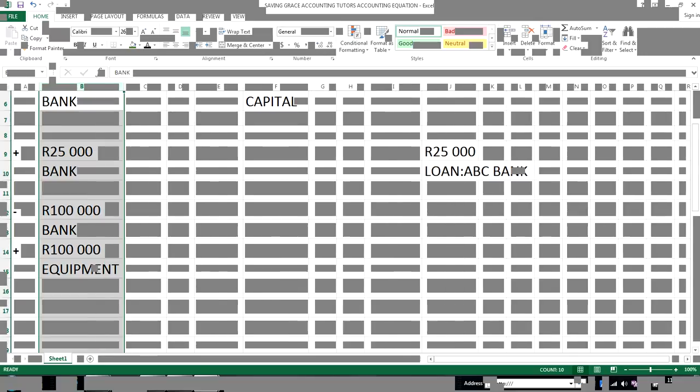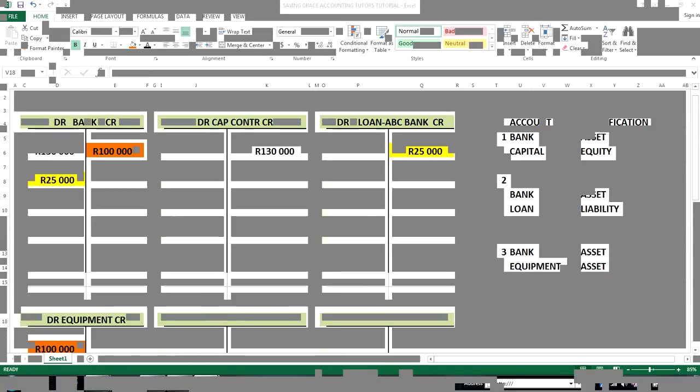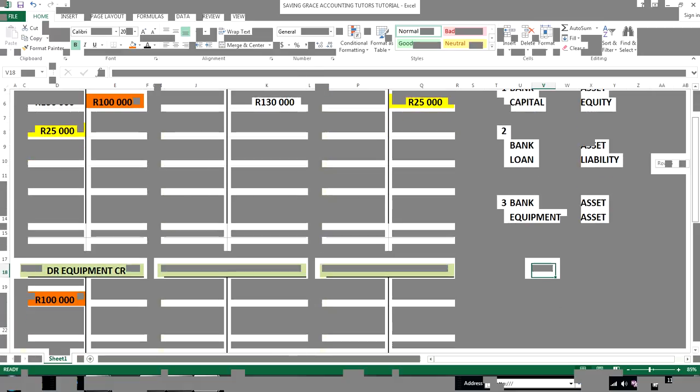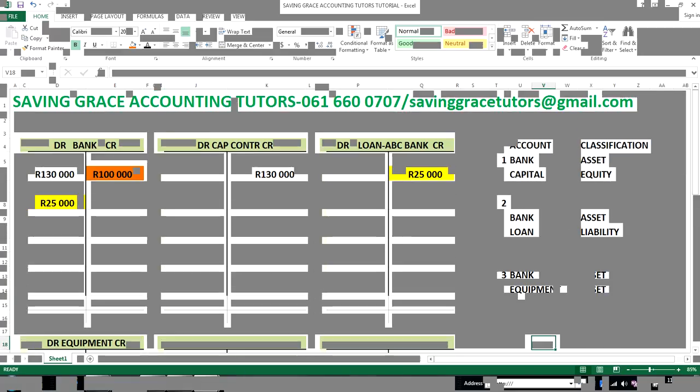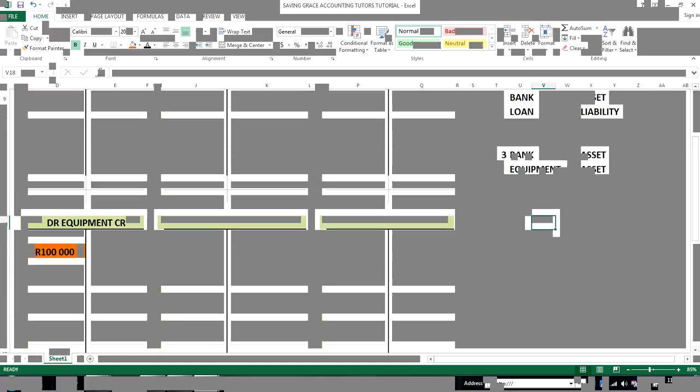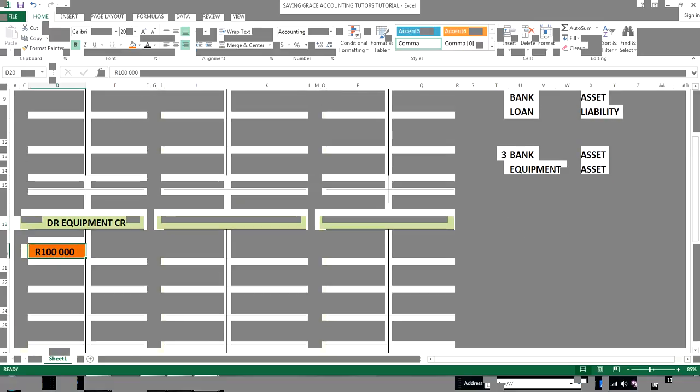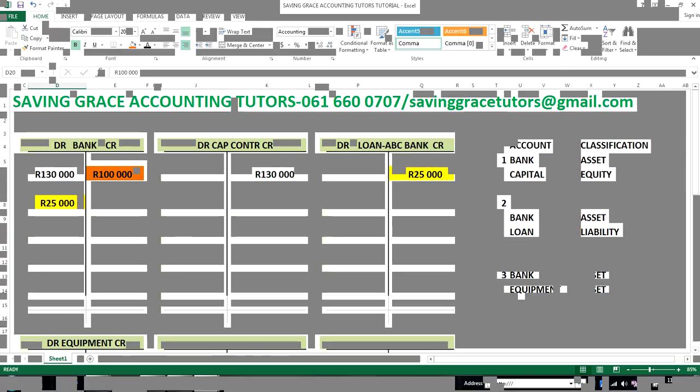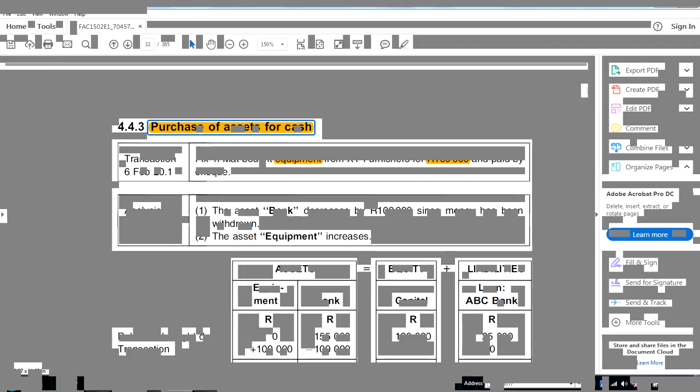Cool. So, if you go back to your accounting equation, we have a debit, 100,000 Rand plus 100,000 Rand equipment increases, okay, which is over here that I just looked at. And then we have our credit, which is our bank account decreasing with 100,000 Rand. Let's see if we can do another quick transaction.